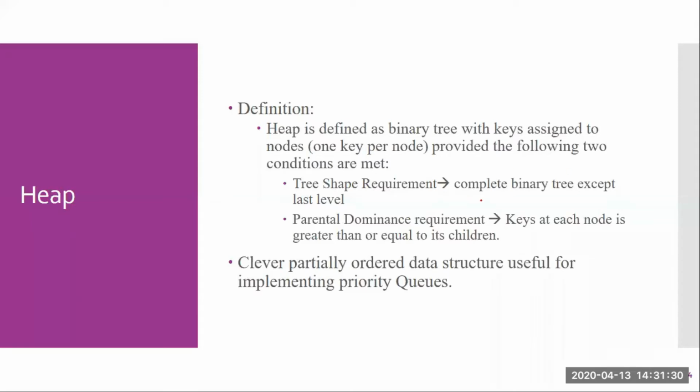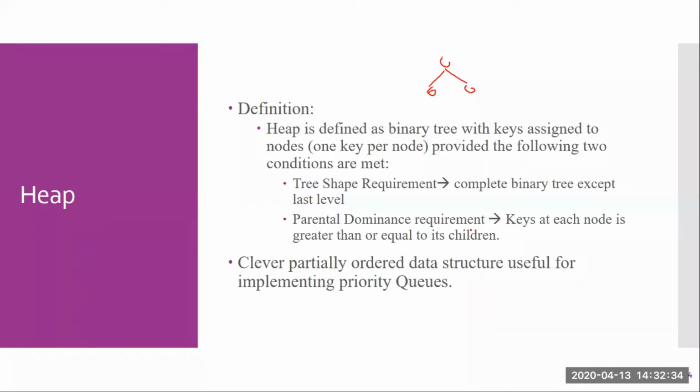When you're talking about the tree shape requirement, that means it should be a complete binary tree. What's a complete binary tree? Nobody's answering. So a complete binary tree is a tree where a parent node has all its child nodes for each level. The only condition here is that in a heap, the last level of your binary tree need not have all the child nodes, but it should start including the nodes from the left side only. Fine. So this is your tree shape requirement.